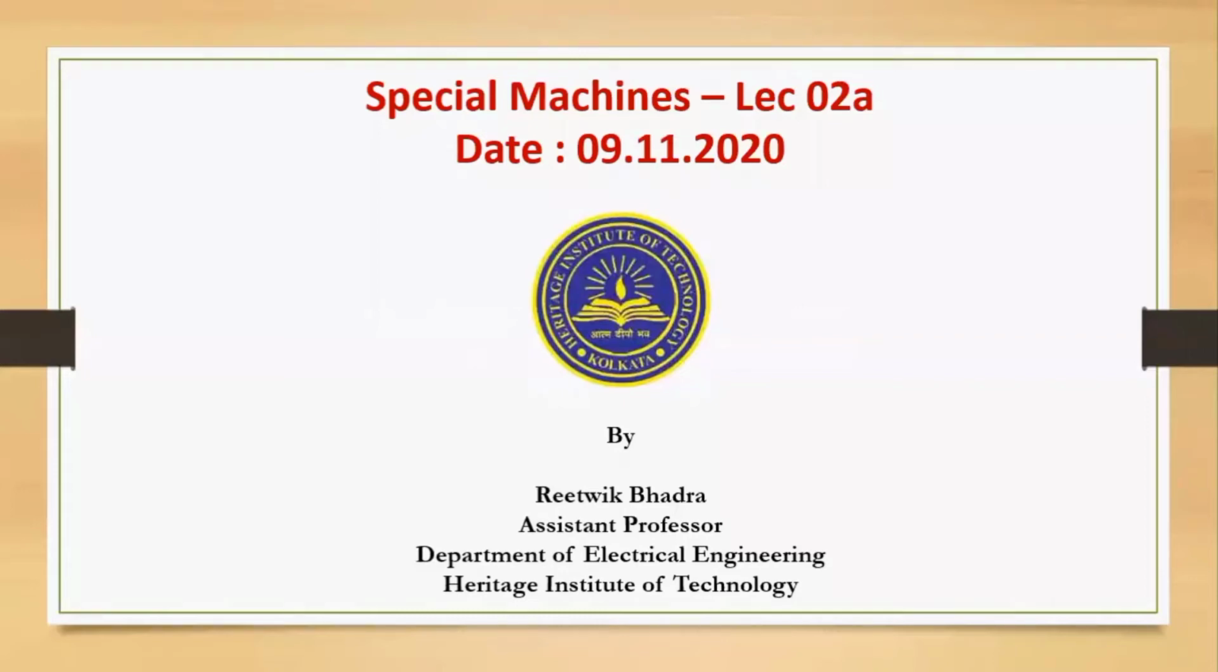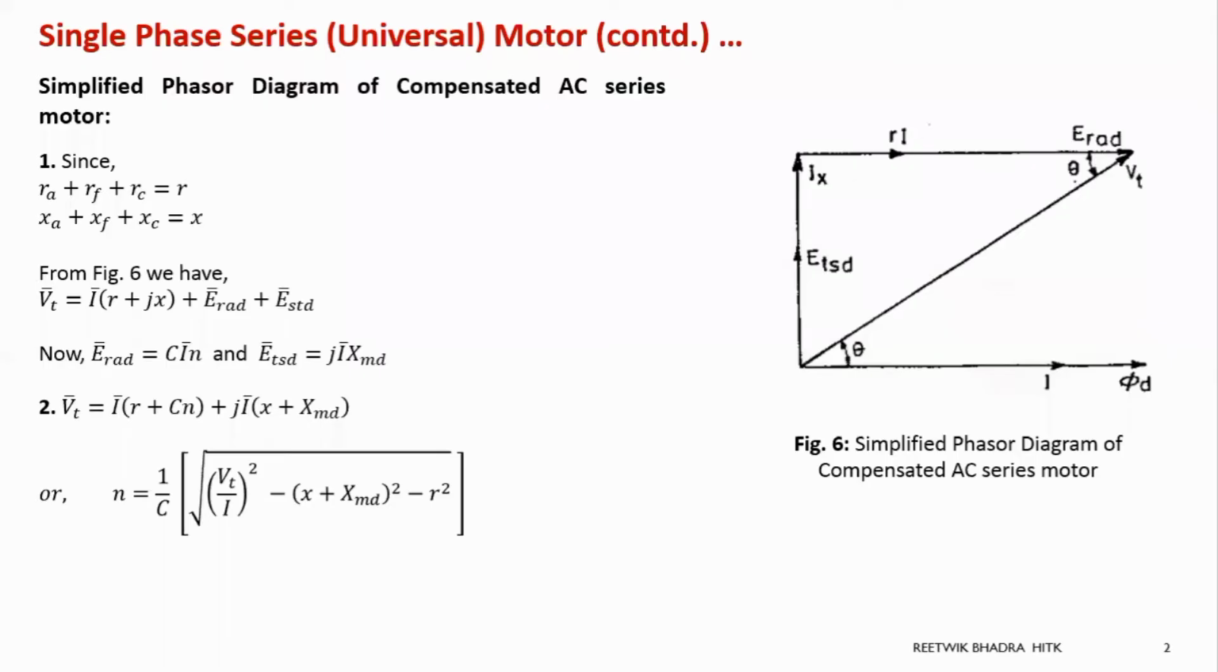Okay, today what we'll do is continue with last day's lecture, which was on the universal motor, and we had seen how compensation was done in the universal motor. And at last, we will see whether better power factor is provided for a compensated AC series motor than the ordinary universal motor. That is the reason why you should go for compensation.